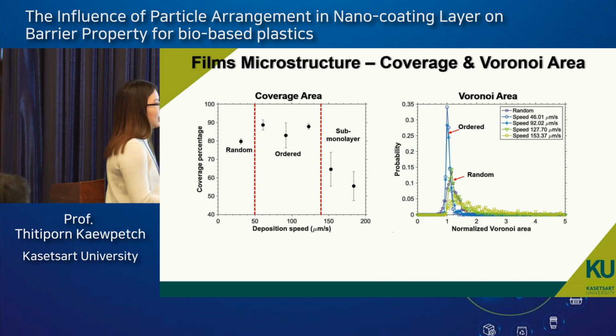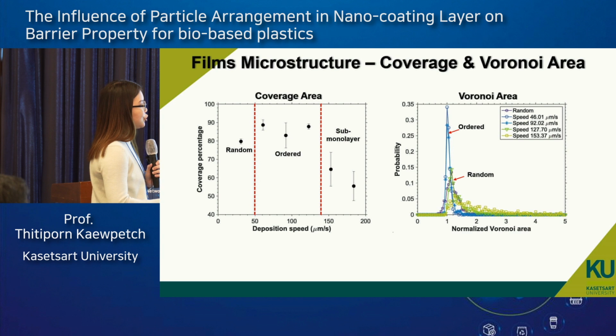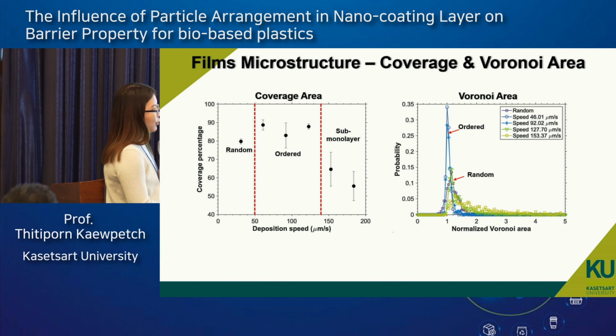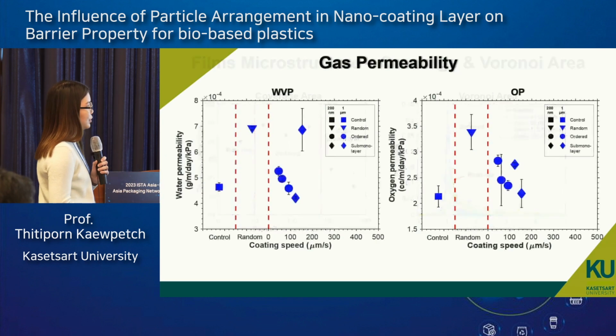When you look at the random structure here, you can see that the distribution of the Voronoi area is broader, and the peak of the distribution is shifted to a higher normalized Voronoi area. So this structure is broader and looser than the ordered structure. And for the structure that has submonolayers, you can see a very broad distribution. So the structure is even broader and looser.